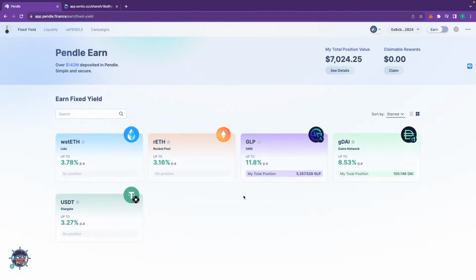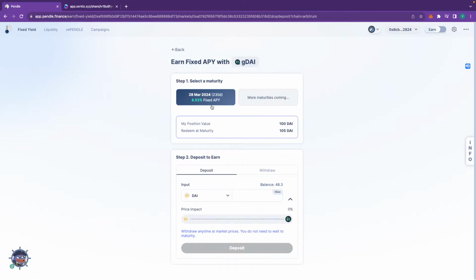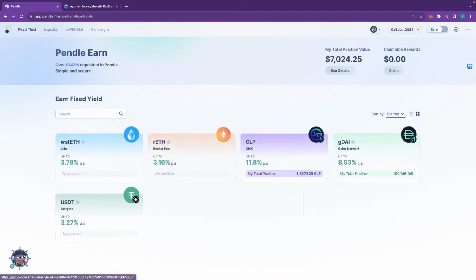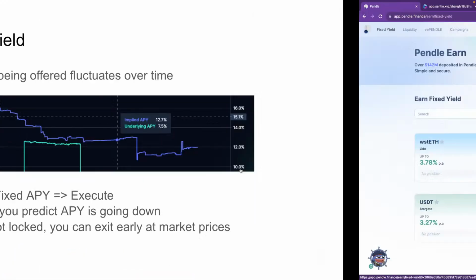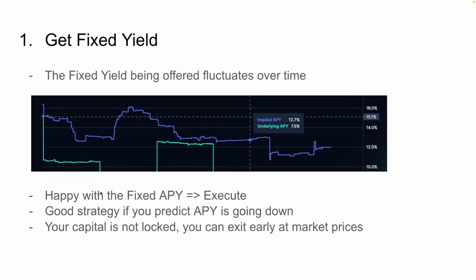For example, it could be that you are very lucky one day, the fixed yield on GDAI is suddenly off the chart to like 20% because someone traded wrongly in Pendle, right? And you can just go in and scoop up that 20% fixed yield, and you are set for 230 days of 20% yield on DAI. So yeah, that's the first and second point.